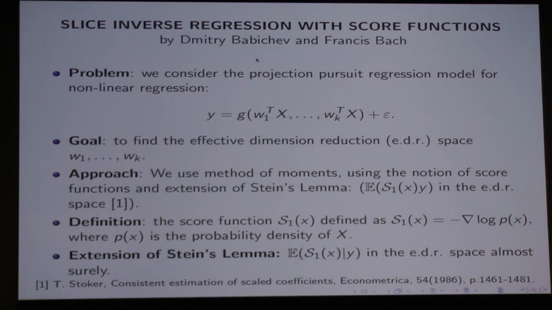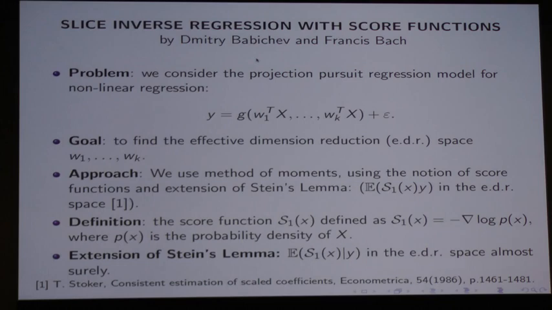Our goal is to consider nonlinear regression, and we consider the projection pursuit model. We use it because we cannot solve nonlinear regression without any assumptions, due to the curse of dimensionality. So y is some function g of projections multiplied by x plus some noise. And our goal is to find this dimension reduction, which is often called the EDR subspace.